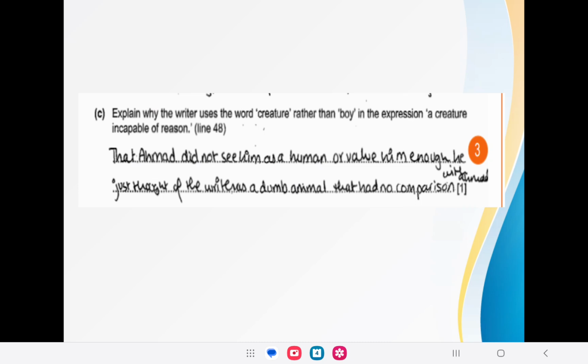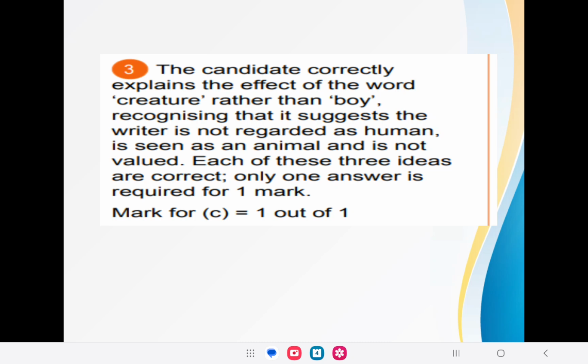So the candidate has written 3 complete answers in these 2 lines. Even if he wrote just one answer, just one line, just one sentence, that would have been enough. But still, the candidate got his marks because he conveyed the message completely.